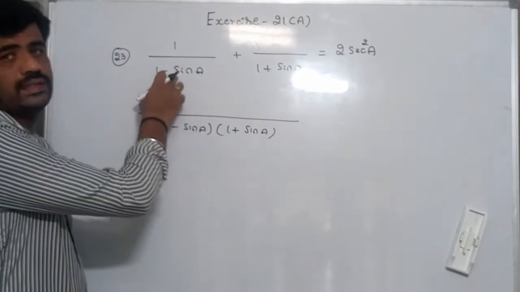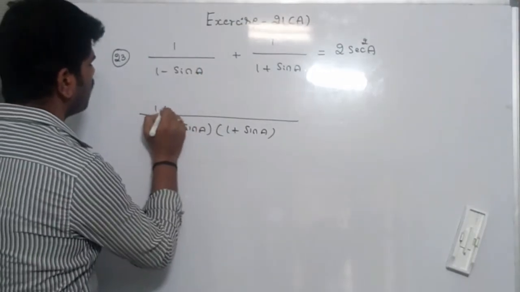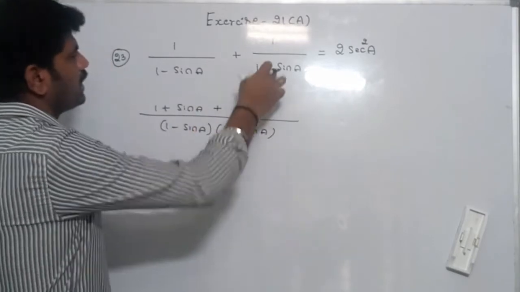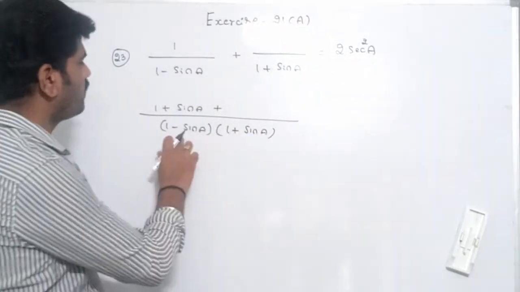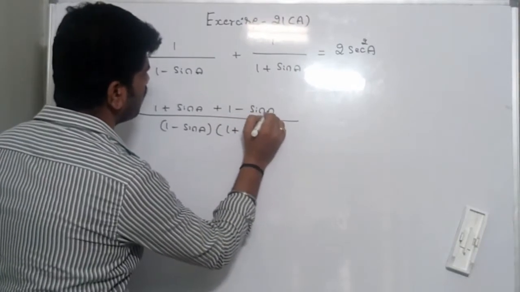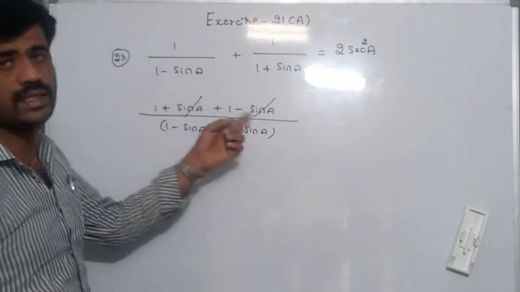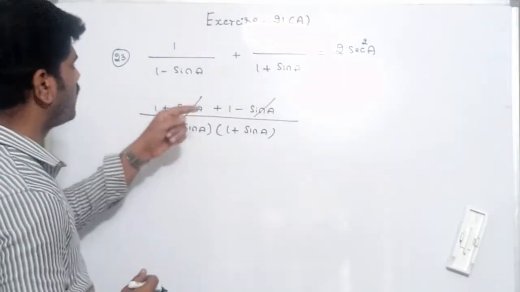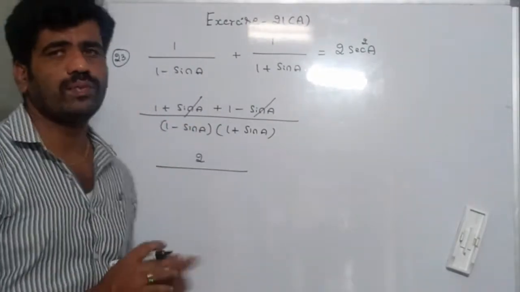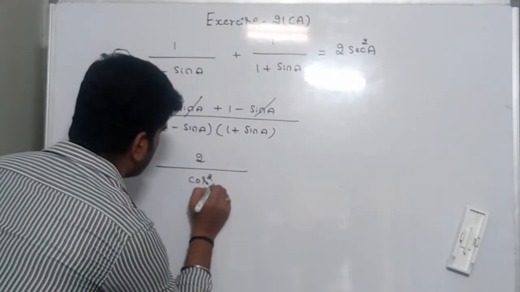Then 1 minus sin A, 1 minus sin A get cancelled. Then 1 plus sin A into 1, 1 plus sin A plus 1 plus sin A, 1 plus sin A get cancelled. Then 1 minus sin A into 1 is what? 1 minus sin A. Now plus sin A and minus sin A get cancelled. Then 1 plus 1 is what? 2 divided by 1 plus sin A into 1 minus sin A, which is what? Cos square A.